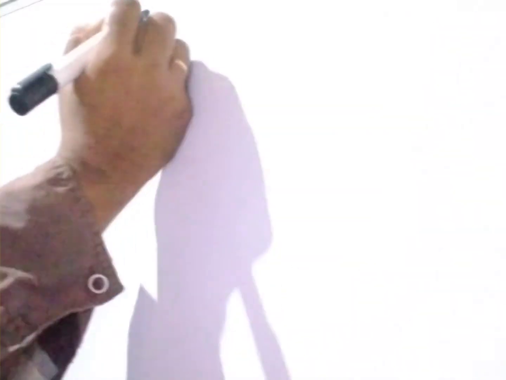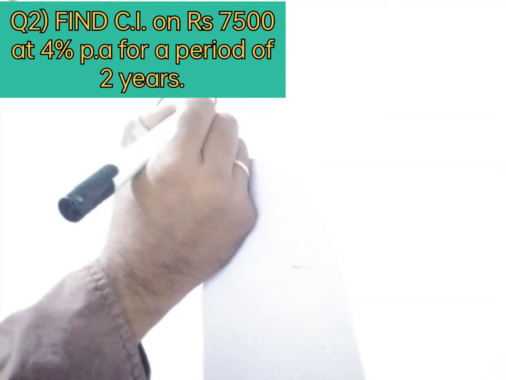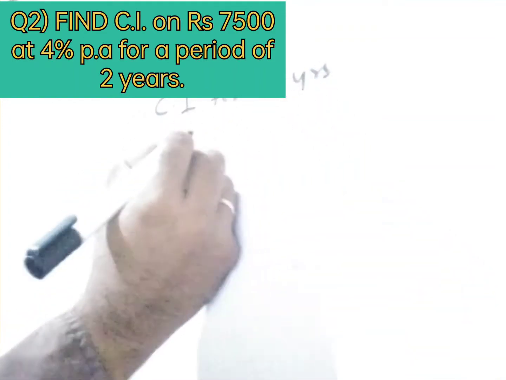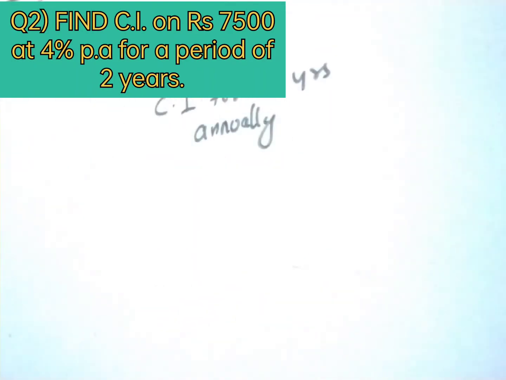Let us see one more question, dear students, based on compound interest. The question is, find compound interest for 2 years compounded annually.